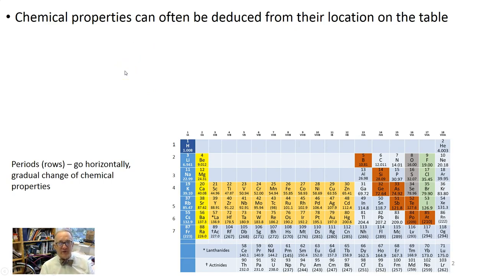So the first period has just hydrogen and helium in it. The second period has lithium, beryllium, boron, carbon, nitrogen, oxygen, fluorine, neon. The third period has sodium, magnesium, aluminum, silicon, phosphorus, sulfur, chlorine, argon. The fourth period starts with potassium. The fifth period with rubidium. The sixth period with cesium. The seventh period with francium. So those are the periods that go horizontally.